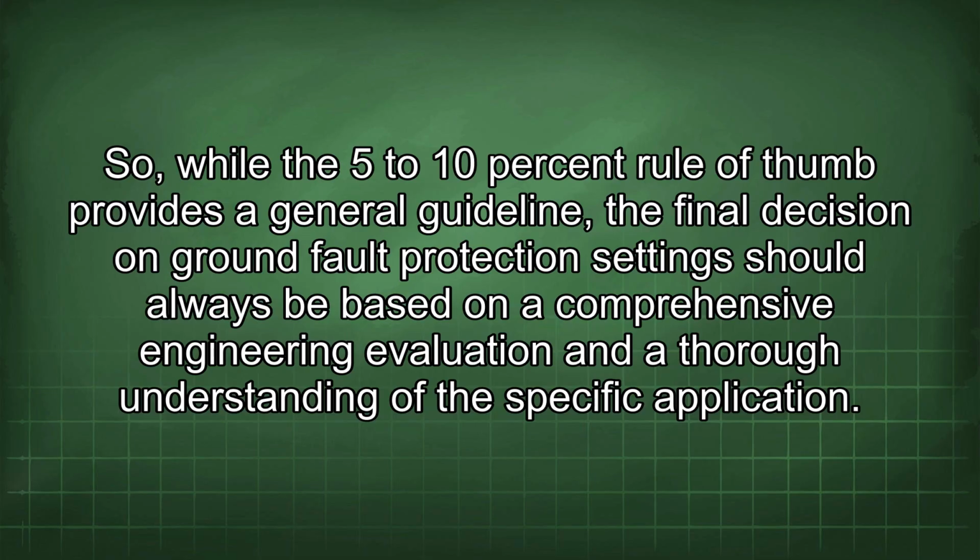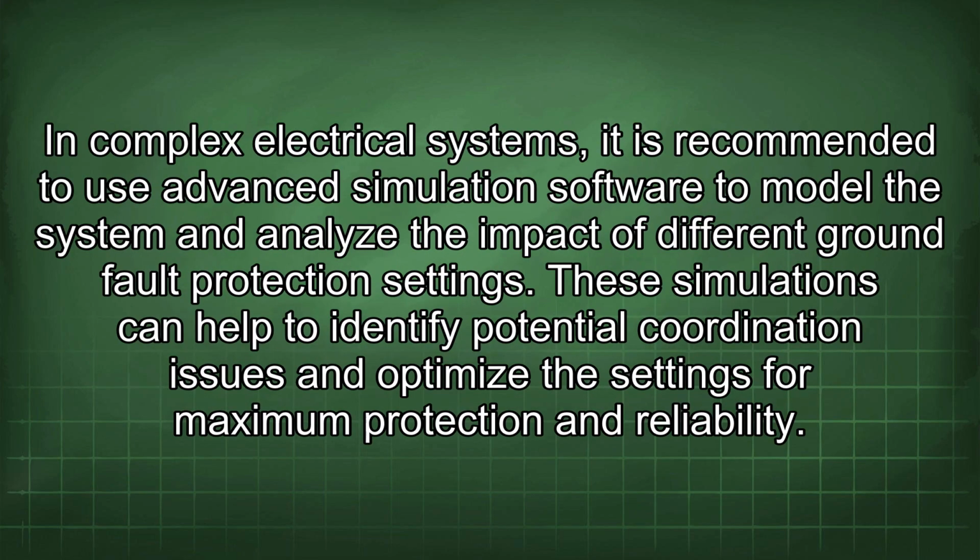So, while the 5 to 10% rule of thumb provides a general guideline, the final decision on ground fault protection settings should always be based on a comprehensive engineering evaluation and a thorough understanding of the specific application. In complex electrical systems, it is recommended to use advanced simulation software to model the system and analyze the impact of different ground fault protection settings. These simulations can help to identify potential coordination issues and optimize the settings for maximum protection and reliability.